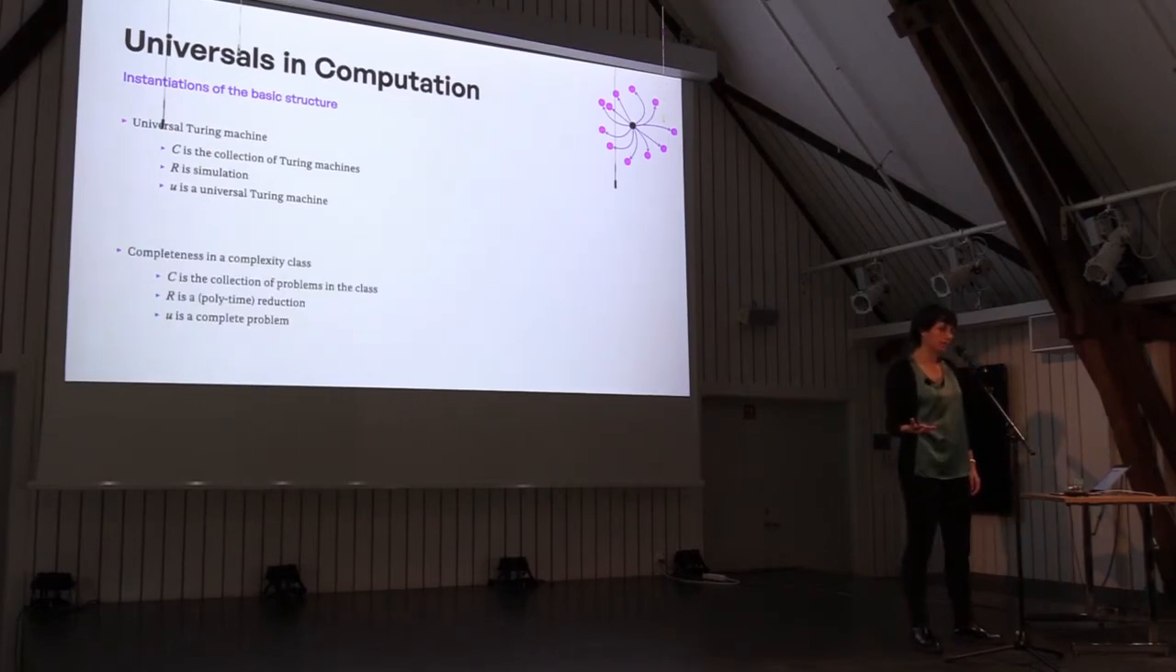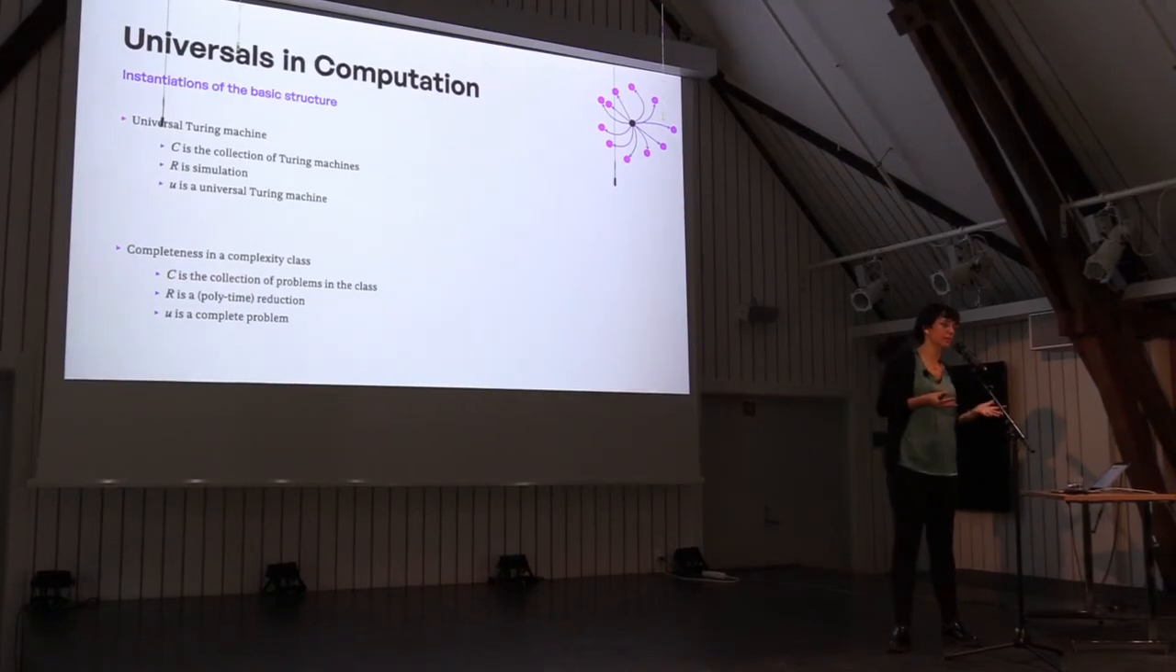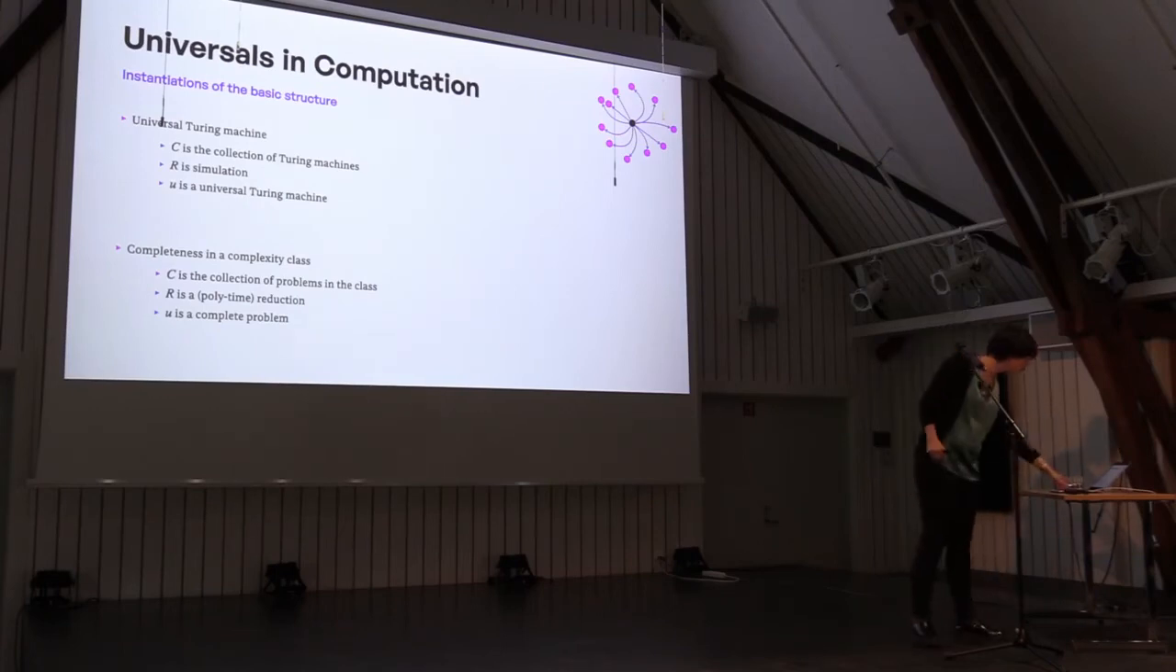The second one is completeness in a complexity class, like NP completeness or RE completeness. Well, in this case, C is the collection of problems in that class. R is a meaningful form of reduction. So for NP completeness, you need polynomial time reductions. For RE completeness, you need computable reductions. And U is a complete problem. It has the same structure.